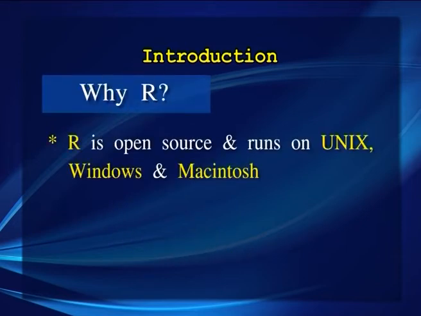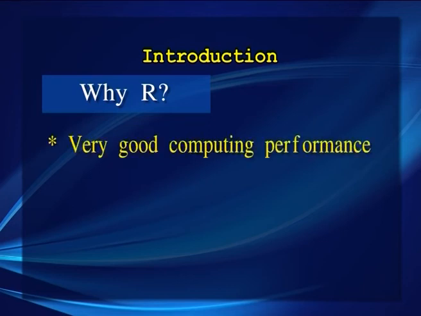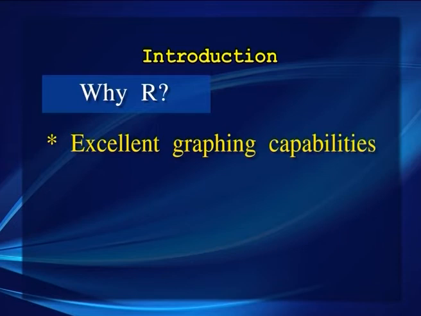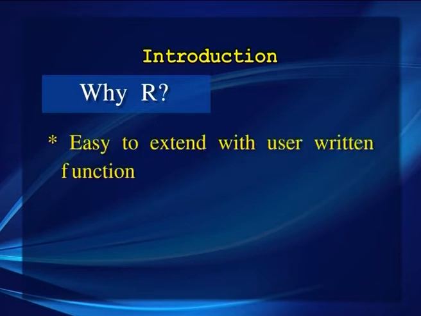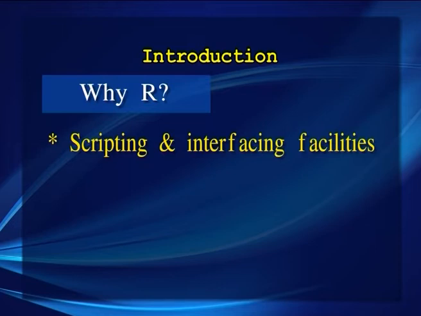R is open source and runs on Unix, Windows and Macintosh. It is a programming language. It has very good computing performance. It has an excellent built-in help system, excellent graphing capabilities, is easy to extend with user-written functions, can be modified by users, and its development is open to contributors. Scripting and interfacing facilities are available in R.